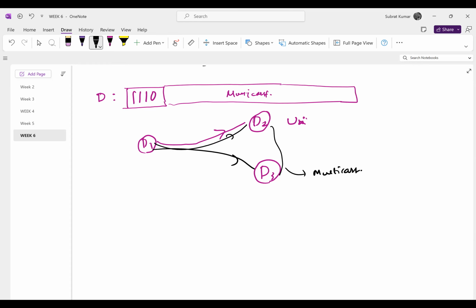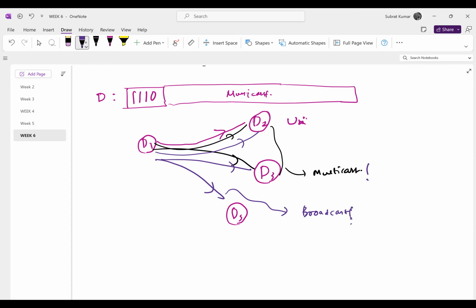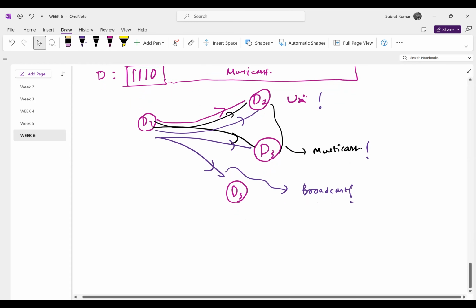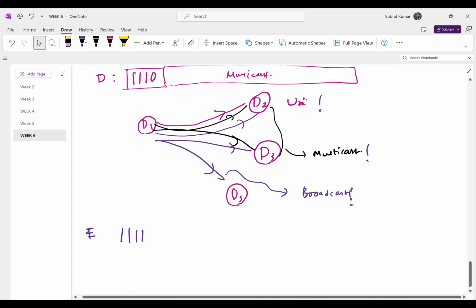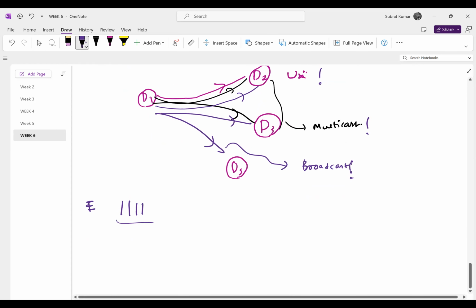multicast. Okay, let me put another device D3, and if I am sending to everyone, D1, D2, D3, that's called broadcast. Okay, and class D was for multicast, and class E, which starts with 1111, is reserved for future use.